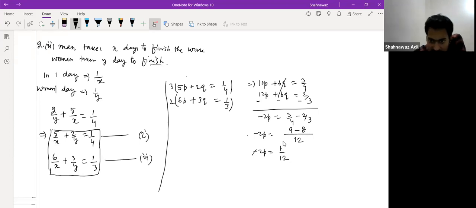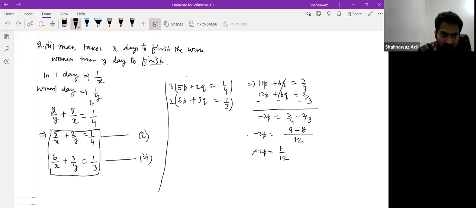So why am I getting minus? 3 by 4 minus 2 by 3. So 3 threes are 9 and 3 fours are 12, and 4 twos are 8, right? So 1 by 12. Okay, so you can't have negative days, right?